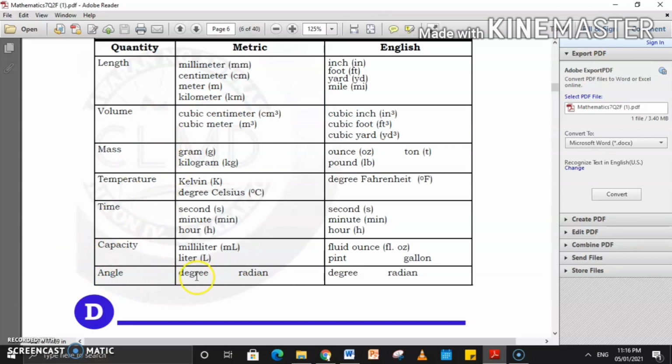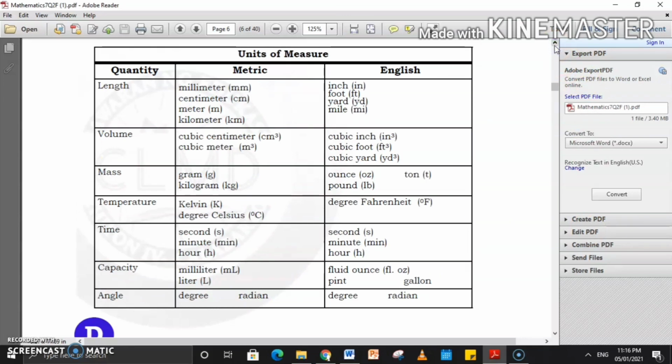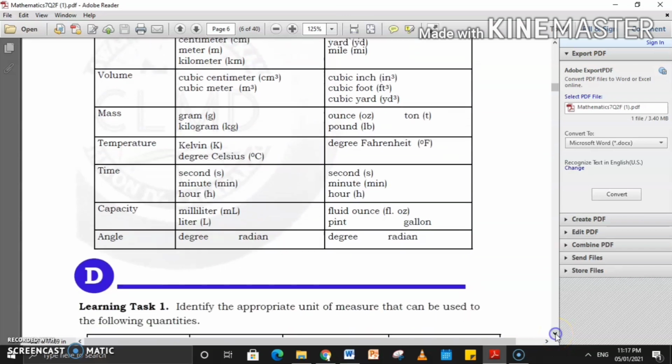So, ang ginagamit dyan is degree and radian. So, later on, ipapakita ko sa inyo kung ano po yung pinagkaiba ng degree at radian. So, ito yung ating units of measure. So, yung mga quantities natin na inaral, length, volume, mass, temperature, time, capacity, and angles. And then, tandaan nyo itong mga units of measures na ginagamit kapag metric system at kapag English system. Metric system, tinatawag din siyang SI system.